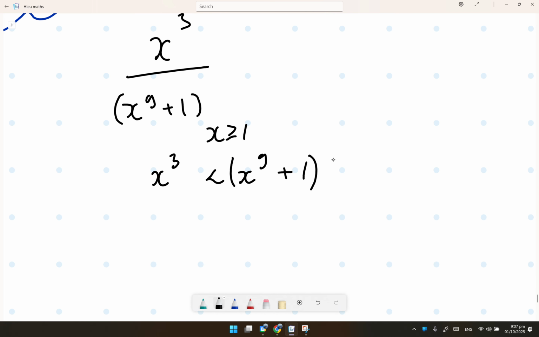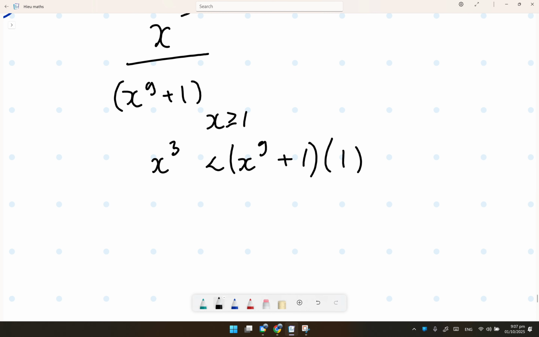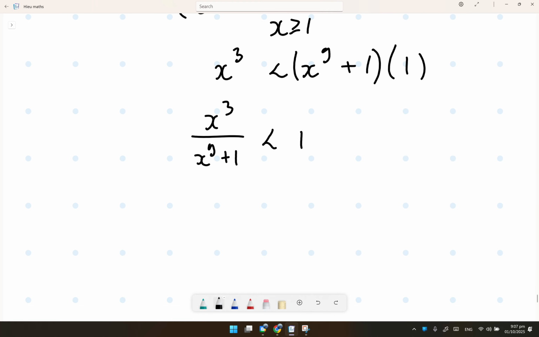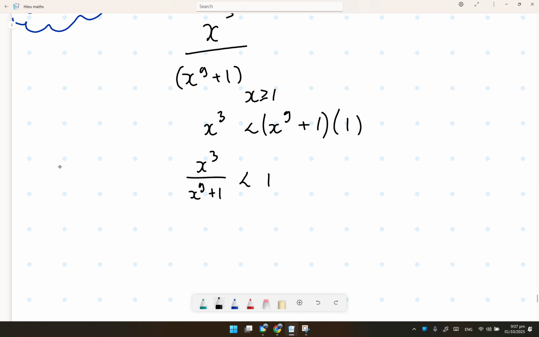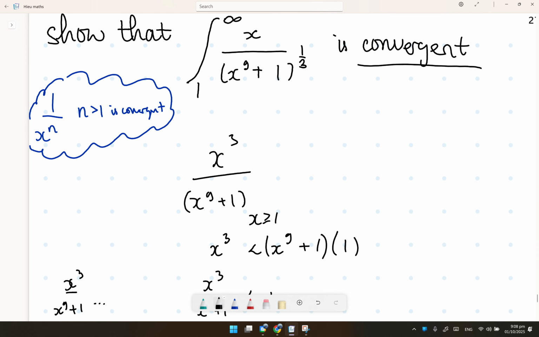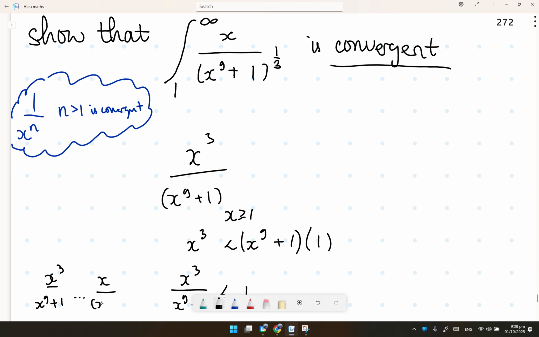I was thinking we could do something like this where we divide by x to the 9 plus 1. So this would be x cubed over x to the 9 plus 1, the whole thing, and this would be smaller than or equal to 1. Keep in mind that the inequality sign doesn't change because x is larger than 1, and therefore this is a positive number. I was thinking we could somehow compare x cubed over x to the 9 plus 1 to the original one, which was x over (x to the 9 plus 1) to the power of 1/3.